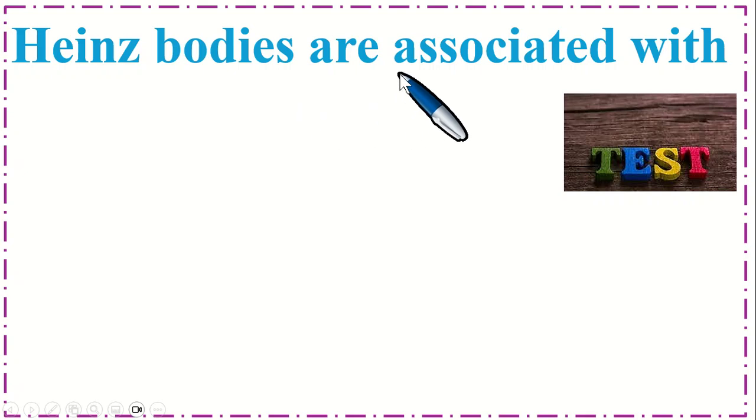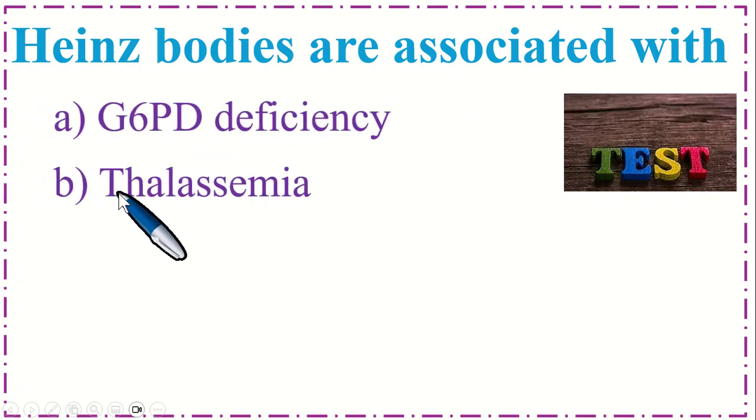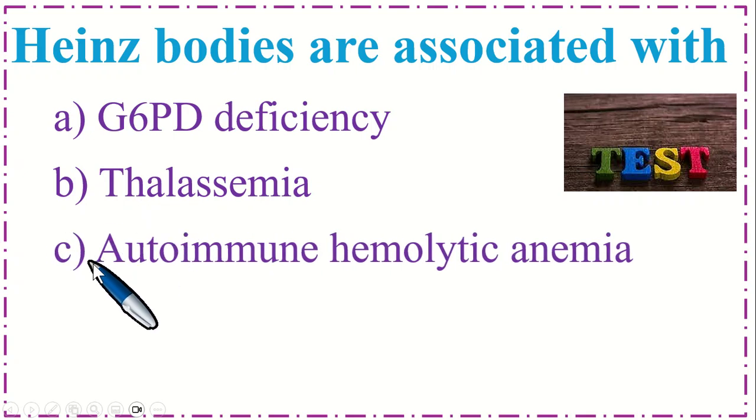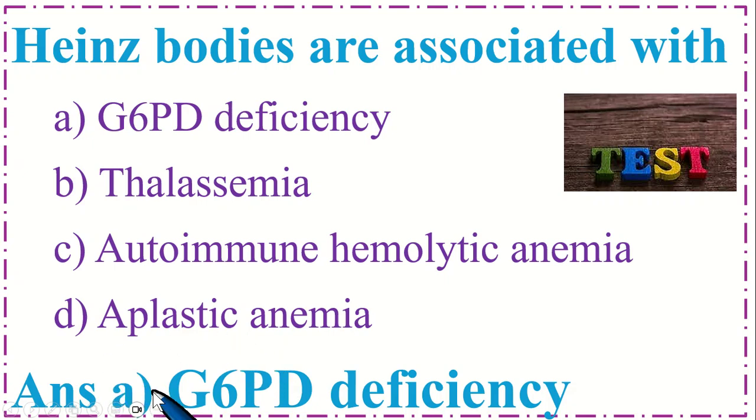Heinz bodies are associated with option A G6PD deficiency, B thalassemia, C autoimmune hemolytic anemia, and option D aplastic anemia. So the correct option is A G6PD deficiency.